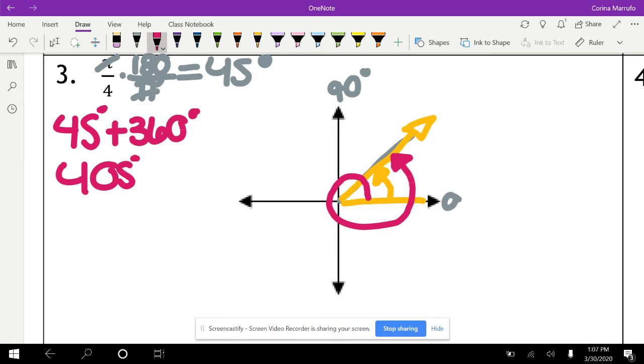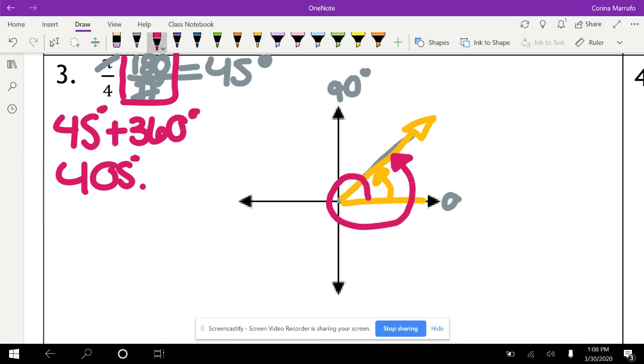Now, we cannot give the answer like that because they gave us the problem in radians, so we can't just give the answer in degrees. We do have to change it back to radians. To change it into degrees, we multiply by 180 over pi, so to move it back to radians, we need to multiply times pi over 180.